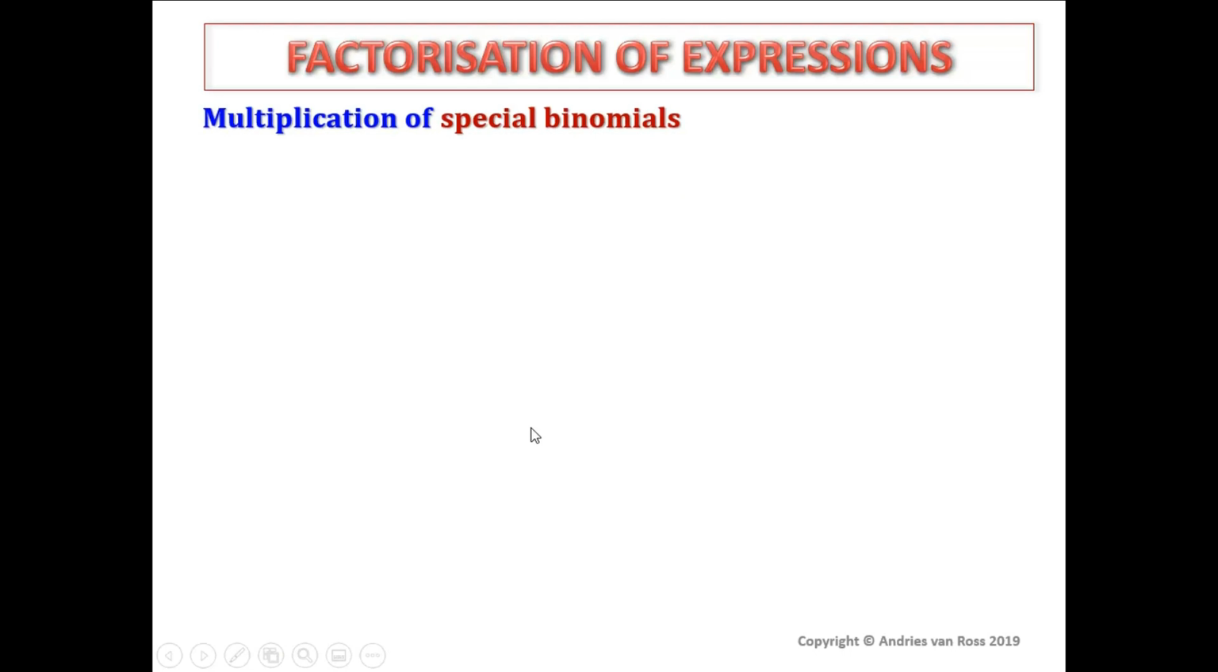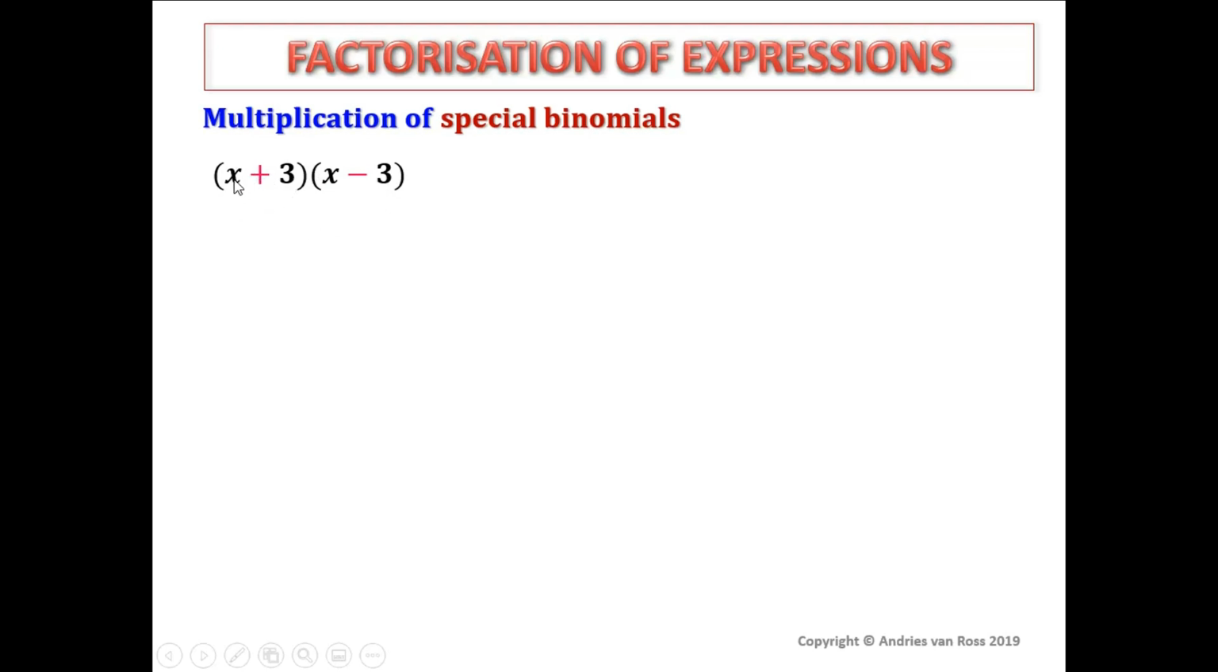Now, first of all, before we go there, let us first look at multiplication of special binomials, and you'll see in a moment what we mean by a special binomial. Here we've got two binomials. Remember, a binomial is an expression with two terms. So here we've got two terms in both of these brackets. Let's look at what makes them special when we multiply them.